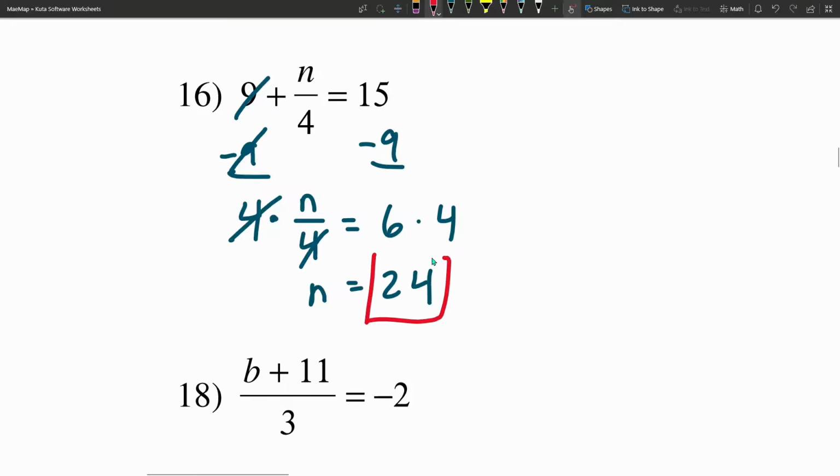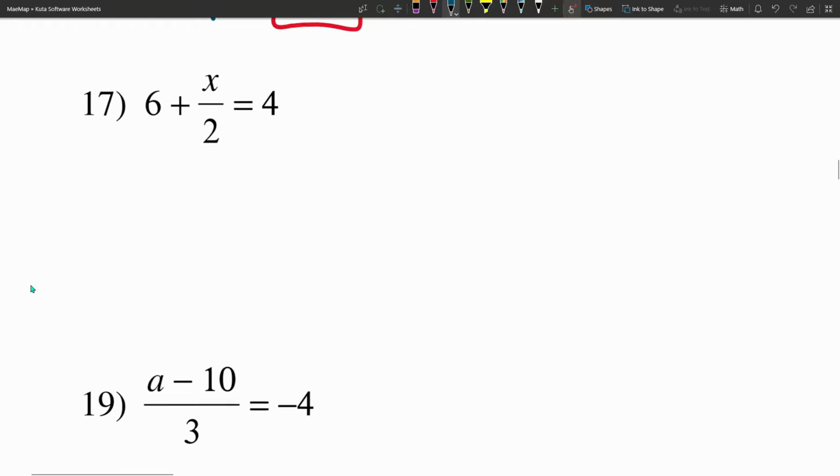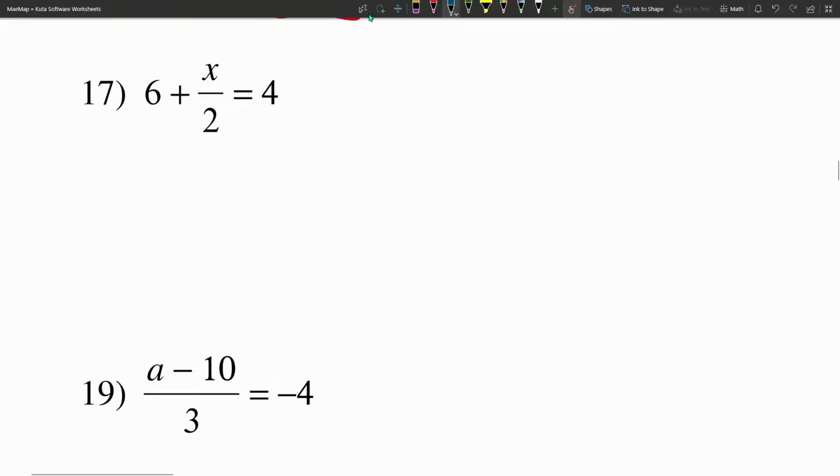And remember, how do you double check? Plug in right on in. So if we have 9 plus n over 4 equals 15, is this true? Well, we're plugging in 24 for n. So we have 9 plus 24 divided by 4, which is 6. Does that equal 15? Yes, it does. 9 plus 6 is indeed 15. So n is correct as 24 for number 16. In number 17, we're going to start by subtracting the 6.